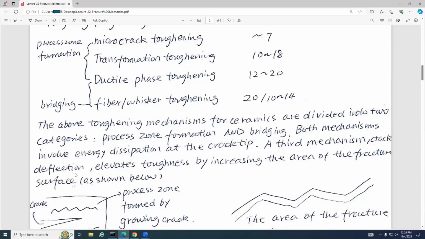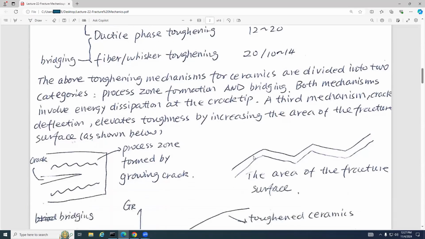So the third mechanism is crack deflection, which elevates the toughness by increasing the area of the fracture surface, as shown below here. Right? So if you can deflect the crack, the growth path of the crack changes, and you can improve the area of the fracture surface. As a result, you can toughen your material. Right? Three categories. So this is the third category.